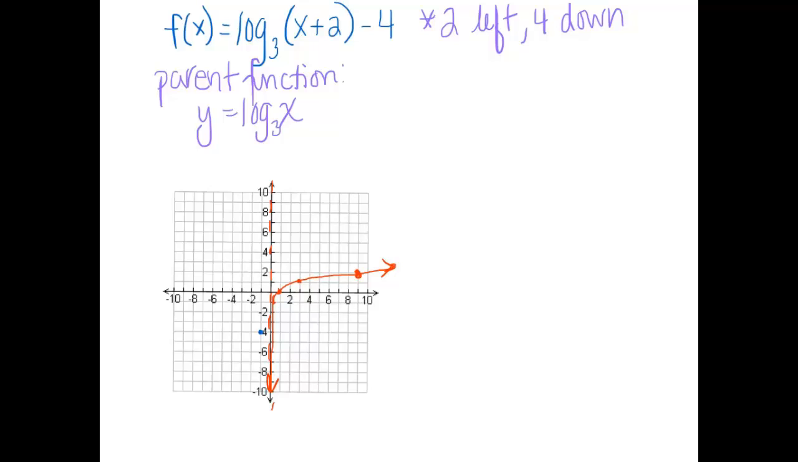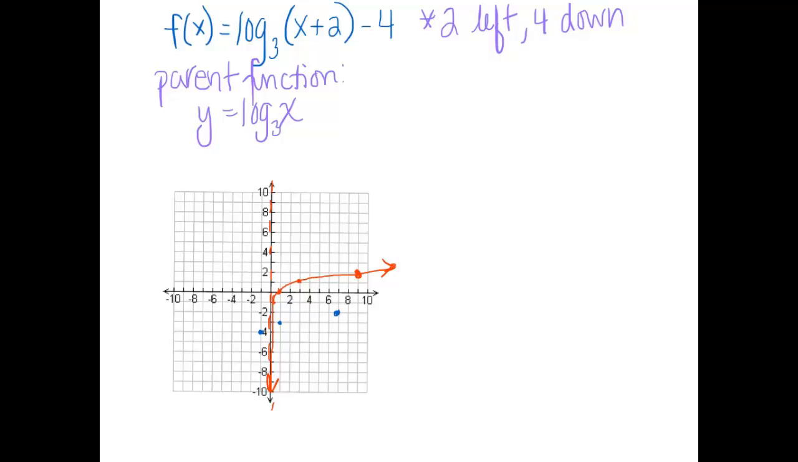So the point (1, 0) ends up here. The point (3, 1) ends up here. The point (9, 2) ends up here. Again, I'm just taking all those points and moving them. Oh, I moved that one 3 units left, didn't I? Taking those points and moving them 2 units left and 4 units down. There we go. And of course the asymptote is going to move as well.